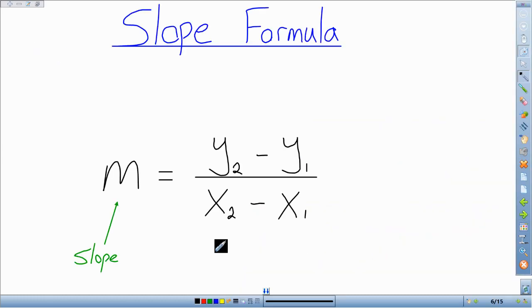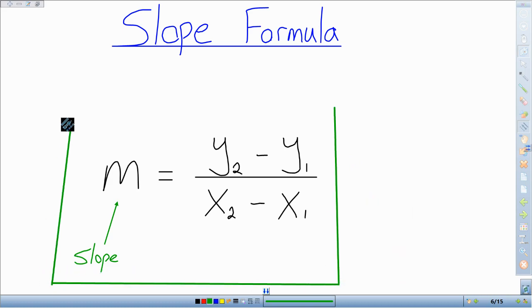Last thing here is the slope formula. Basically, what this formula does is help us find the slope if we're not given a graph. If we're not able to actually count, oh, this is the rise and this is the run, this formula helps us. It looks scary because of the 1s and 2s, but it's actually really simple. Something you might want to do, put a box around this thing because it's another thing that's pretty important.